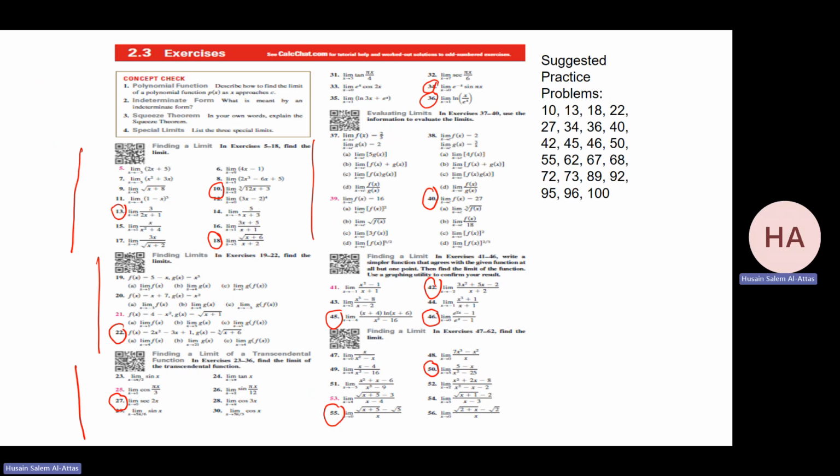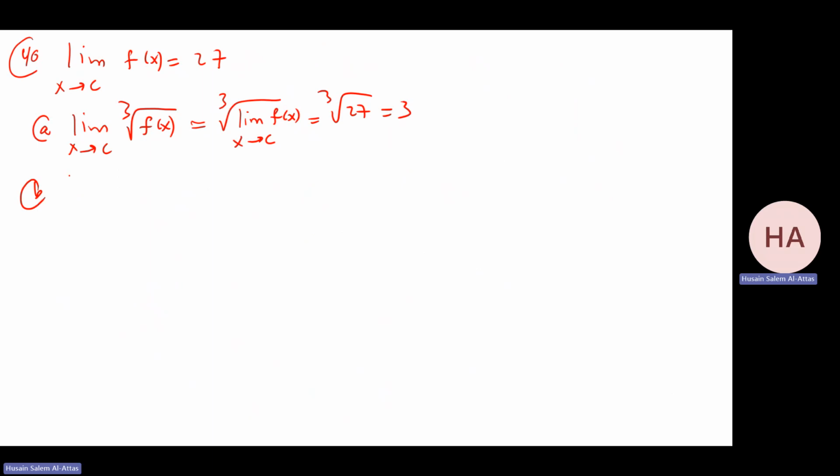B. They want the limit as x goes to c of f of x over 18. Just distribute the limit since both limits exist. So you have 27 over 18, which is 3 over 2.